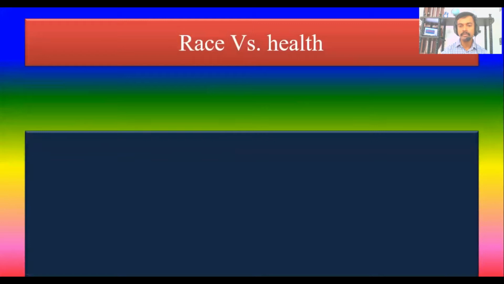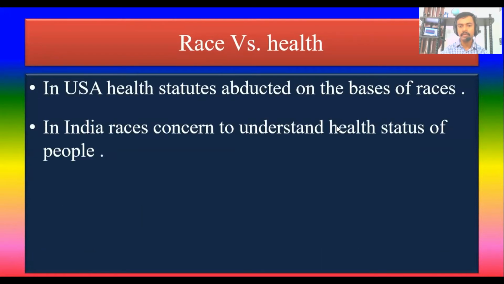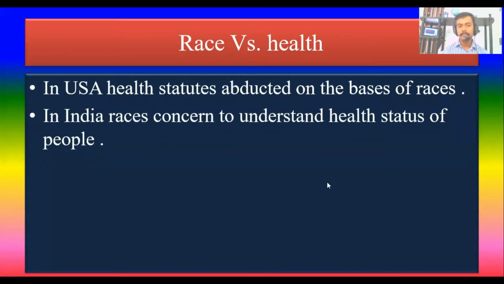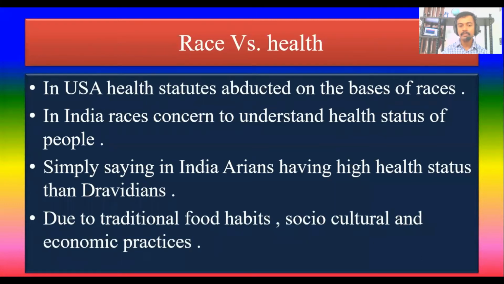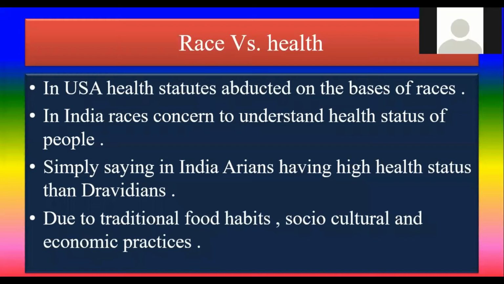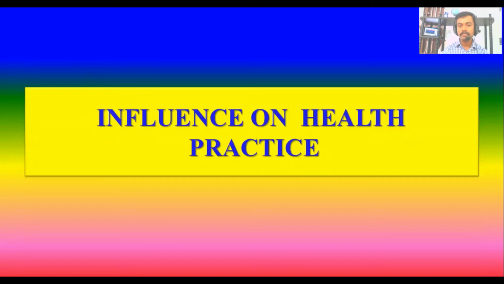Race versus health. In the United States of America, health status is mainly assessed on the basis of race. In India, race is considered to understand health status, mainly concerning Aryans and Dravidians. Simply saying, Aryans have a higher health status than Dravidians due to traditional food habits and socio-cultural and economic practices.